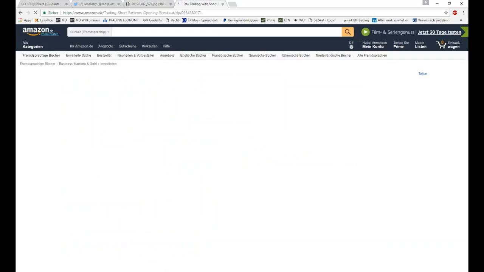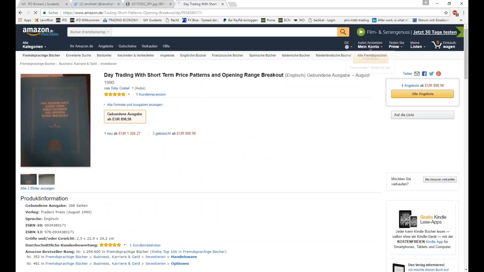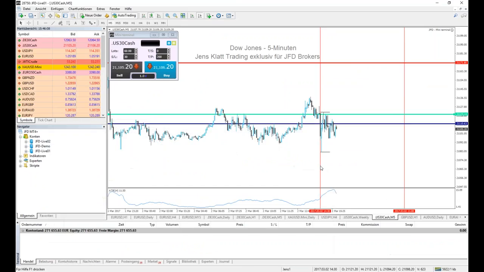The book is Day Trading with Short-Term Price Patterns and Opening Range. I'm not sure if it's available. No, so here you can see it's not that cheap. You're paying up to 1,000 euros for this book. It's a really classic one, and the strategy he presents in there is in fact this strategy: the open range breakouts.